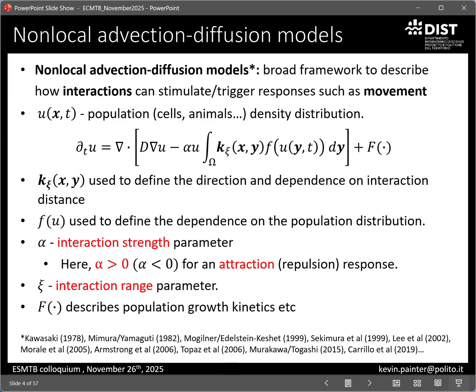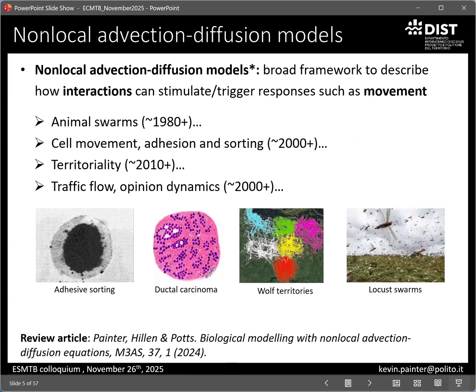So these models, as I say, have quite a long history in mathematical biology. I think the very first ones that I know of were proposed almost 50 years ago, and they've been rediscovered or reformulated ever since. That reflects the fact that these models have been used to describe a lot of different processes.